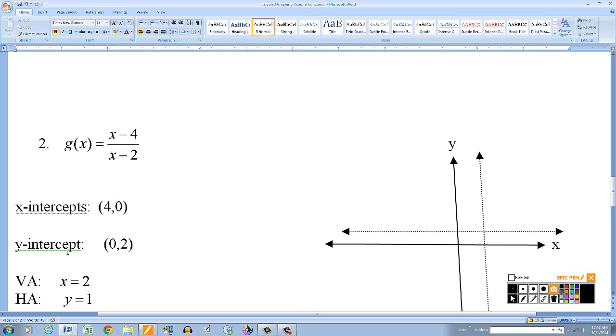Okay, the y-intercept is obtained by replacing the x by 0. So put a 0 there, 0 there. I get negative 4 over negative 2, which is a positive 2. There you have it.